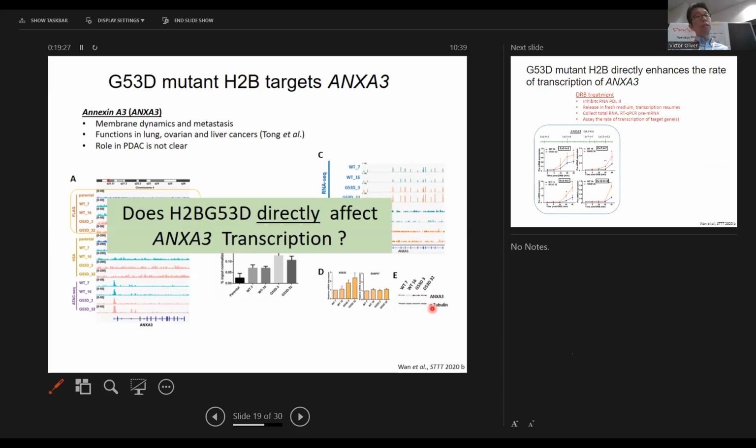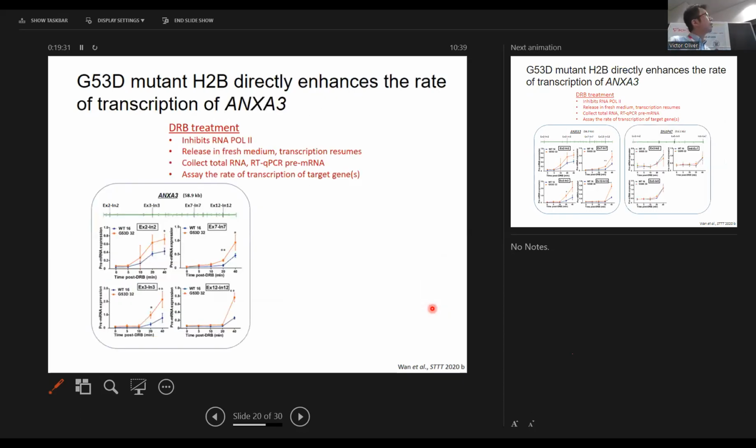So how is it able to directly affect ANXA3 transcription? We performed this experiment in which we first treated the cells with DRB, which inhibits RNA polymerase II activity. Then we released the cells into fresh medium so transcription can resume, and collected the total RNA. We performed RT-PCR to measure the amount of pre-messenger RNA, so we can assay the rate of transcription of target genes, including ANXA3.